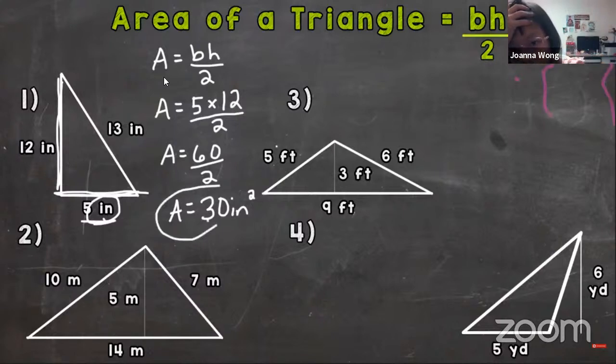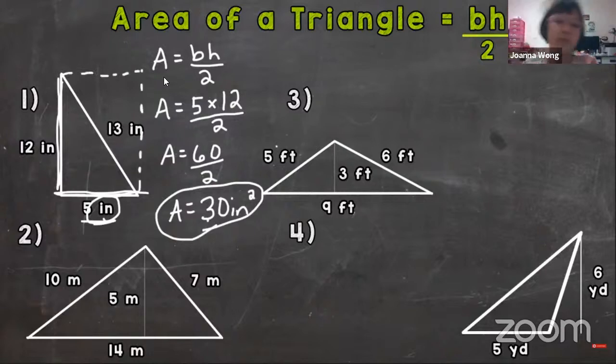So area equals 30 square inches. Now let's go back to why we divide by 2. So we have a triangle here. I'm going to draw some imaginary lines to make this a rectangle slash parallelogram.